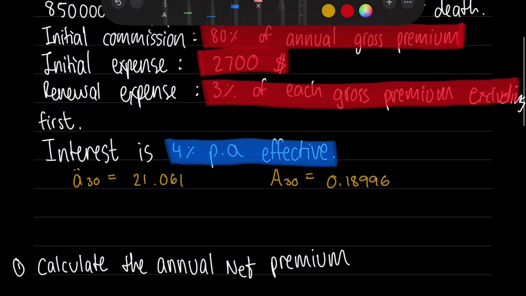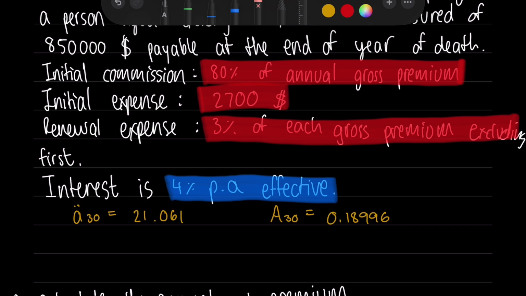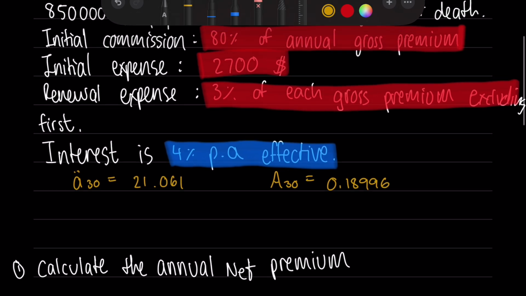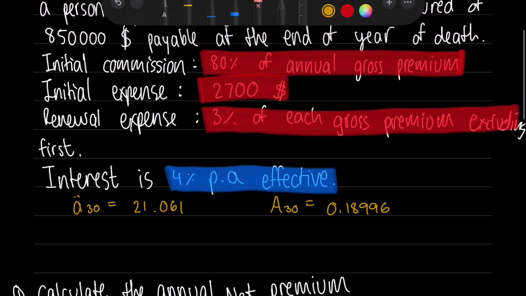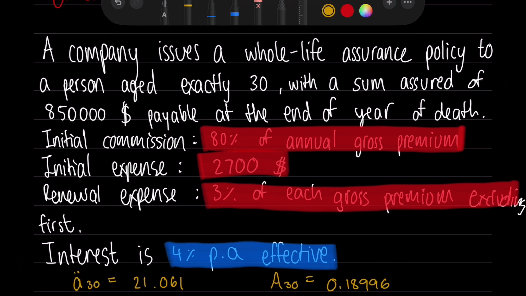So I'm not attaching any live table here. I don't want to be going back and forth, so I put numbers here that we'll be using. If we need more, I'll just add them as we go along. So the first question is saying calculate the annual net premium. Cool, so these payments are annual.